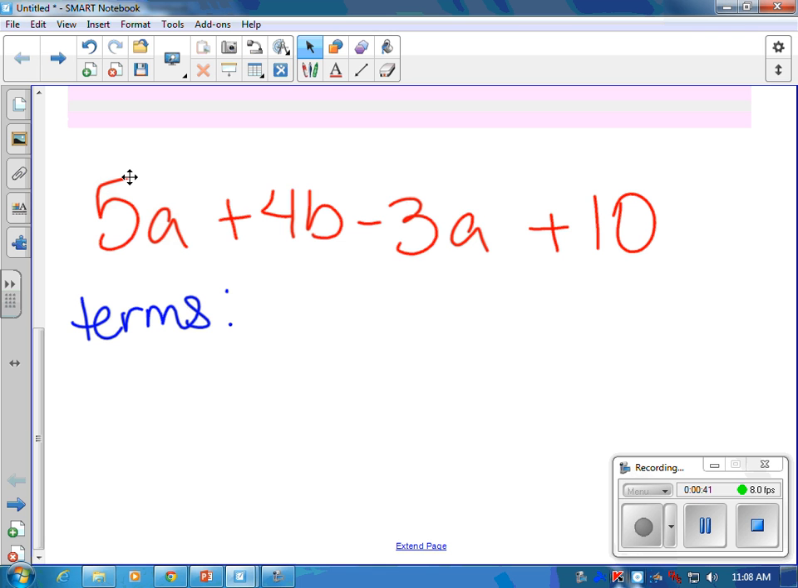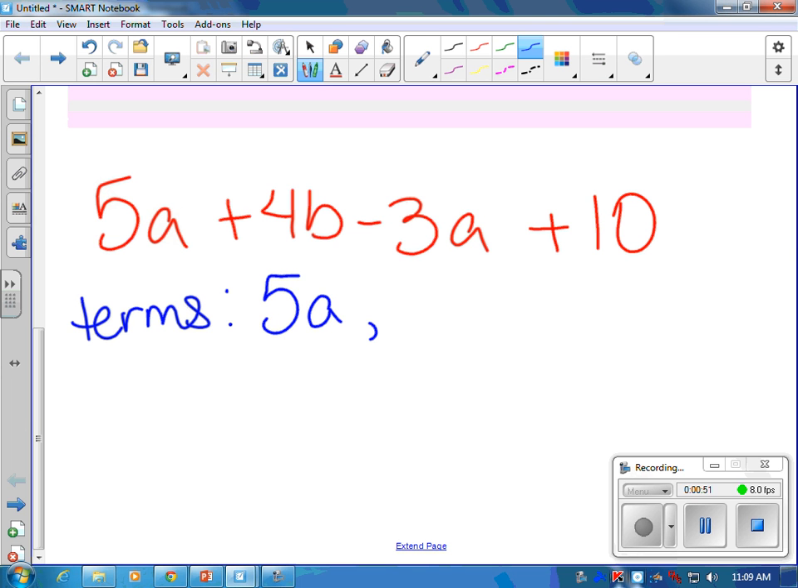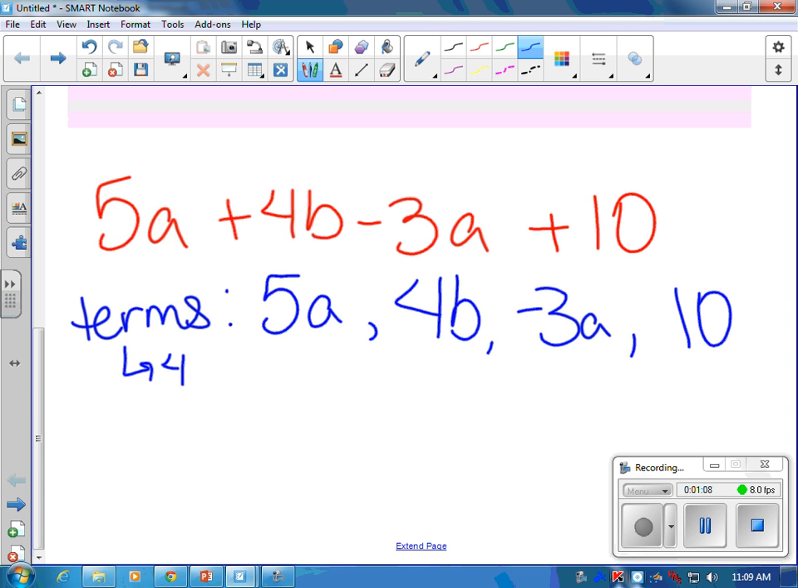The first thing that I want to identify in this expression, I want you to tell me one term. Seth, you got a term? All right, so there's one term, 5a. Who can tell me another term? Jacob. 4b. Joe. Negative 3a. That negative is important. Graham. And 10. So we have a total of 4 terms. We have listed them all out.